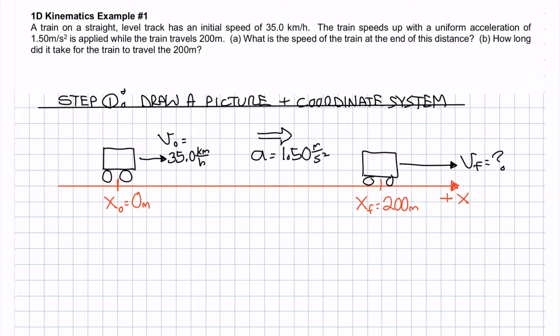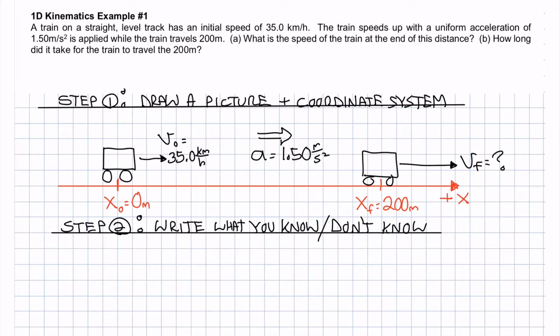Because the problem states the train is speeding up, the velocity vector and the acceleration vector have to be pointing in the same direction. Step 2 is write what you know and don't know. Summarize the variables you're going to be using. So for this problem, what we'll be interested in is initial position, final position, initial velocity, final velocity, the acceleration of the train, and the time. So we know the initial position will be at 0 meters and the final position will be at 200 meters.